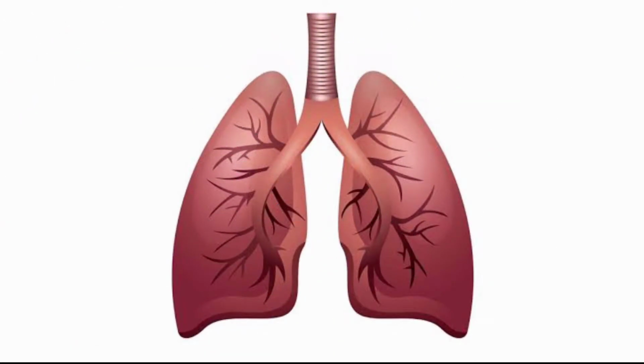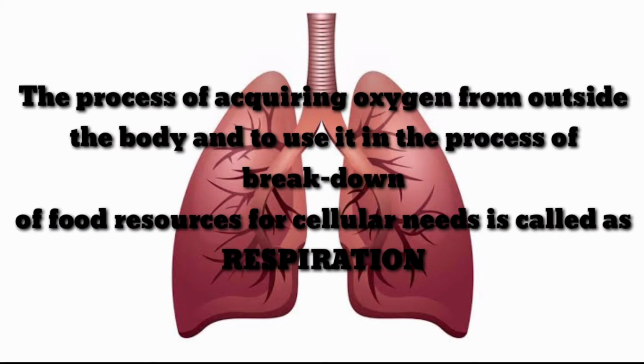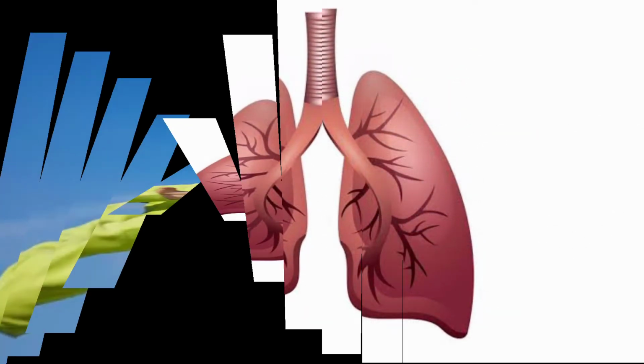Now let's see the definition of respiration: the process of acquiring oxygen from outside the body and using it in the process of breakdown of food resources for cellular needs is called respiration. There are two types of respiration. The first one is aerobic respiration. The process of respiration which takes place in the presence of oxygen is known as aerobic respiration, and this kind of respiration takes place in human beings and mammals.